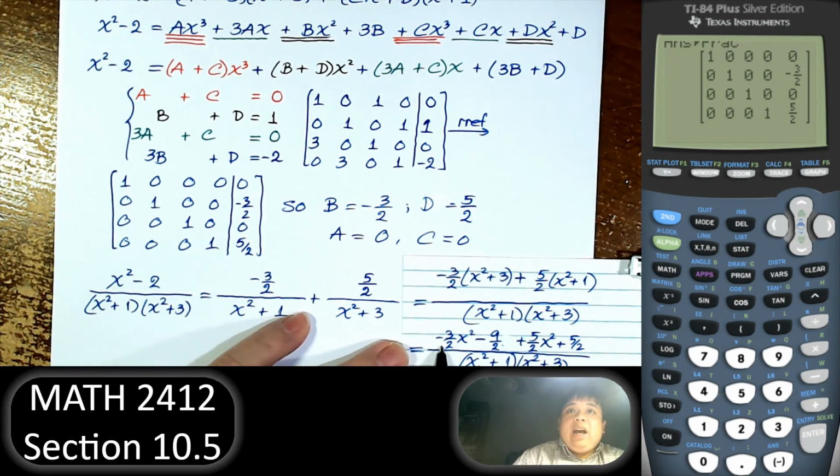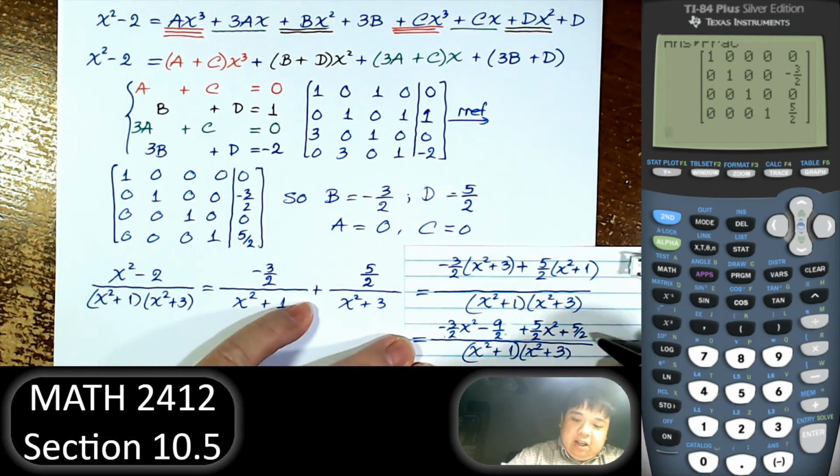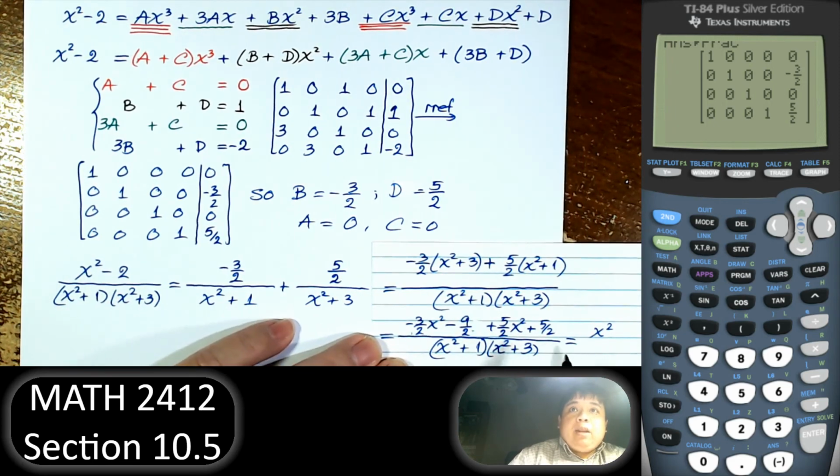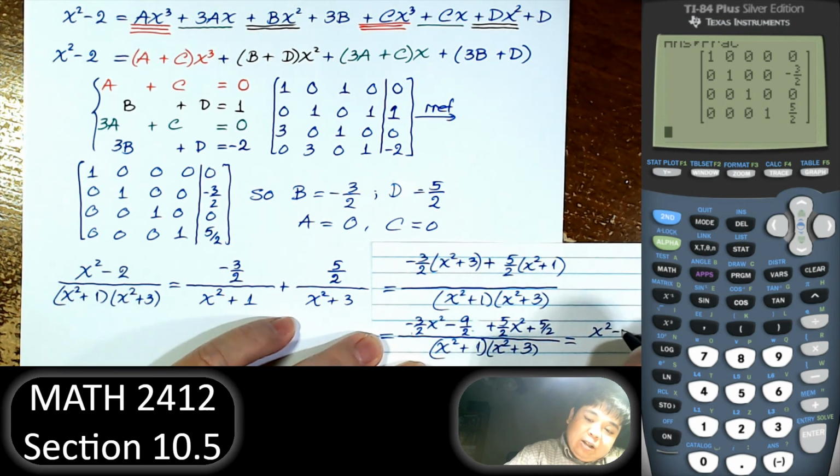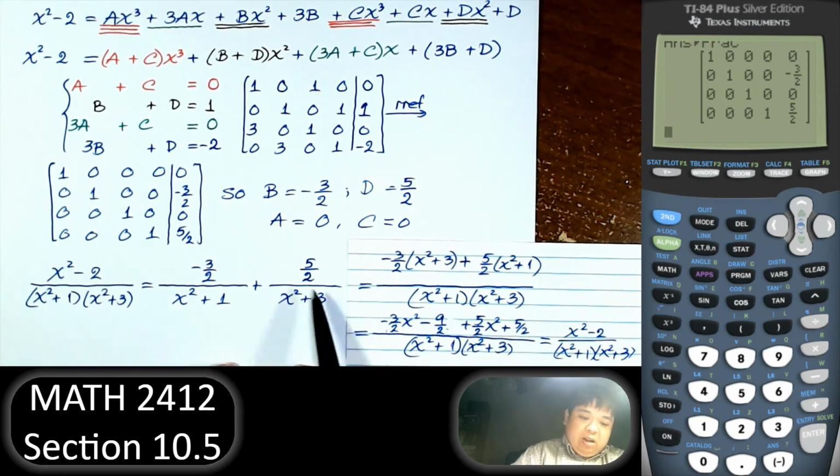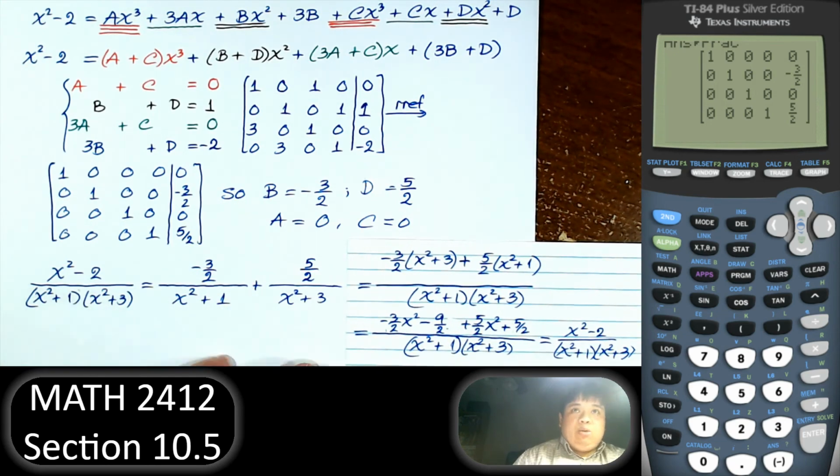Of course, negative 3/2 plus 5/2 is an x squared. Negative 3/2 plus 5/2 is 1. And negative 9/2 plus 5/2 is minus 2. So yeah, of course, the best way to do this, to check, is just combine the fractions, and when they combine, indeed, they equal to that.